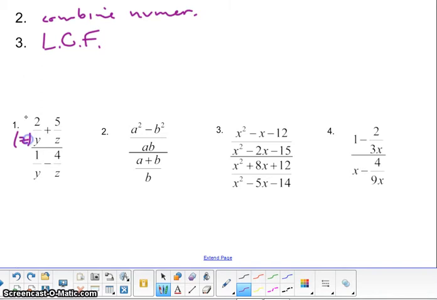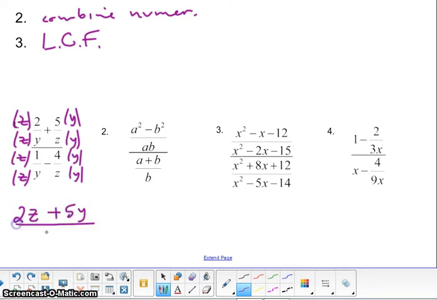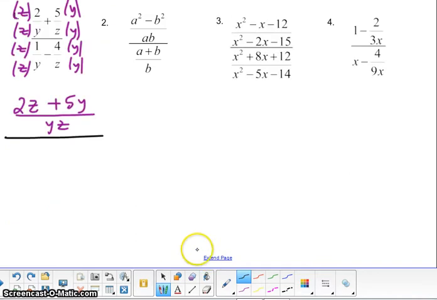So multiply the first one by z. The second one's going to have to be multiplied by y. This one's going to have to be multiplied by z. And the last one's going to have to be y. So on the top, putting the numerators together, 2z plus 5y would all be over yz. And the bottom is going to be z minus 4y all over yz.